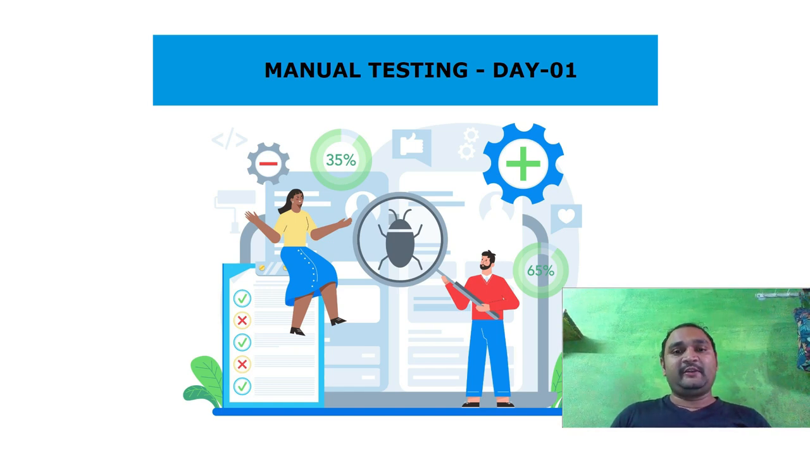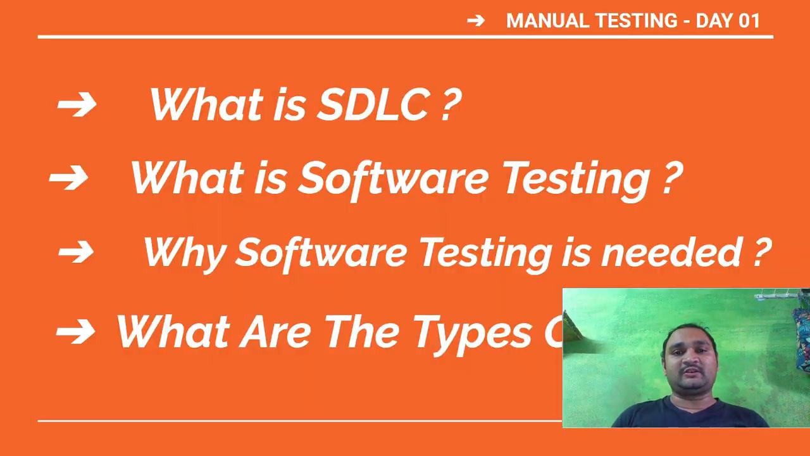Friends, in this video, I'm going to explain some topics which are related to manual testing or software testing, whatever you call. As a software tester, first we need to go through the manual testing, then we go for automation testing. If you understand manual testing properly, then you will be able to understand automation also. That's why we will go from manual testing.